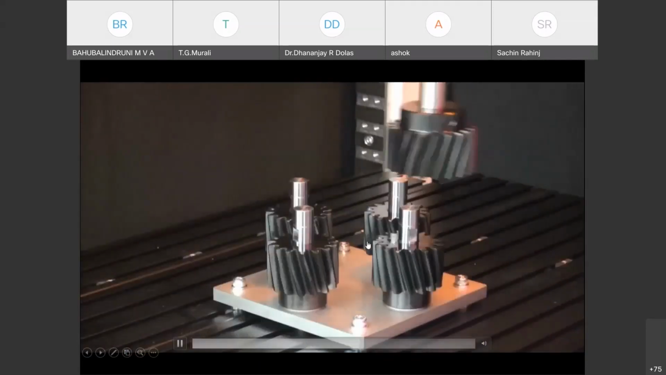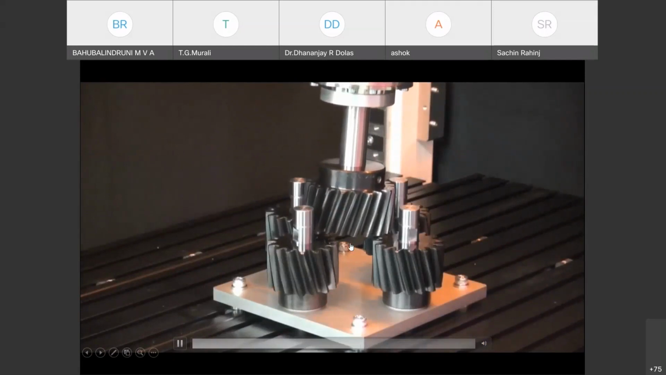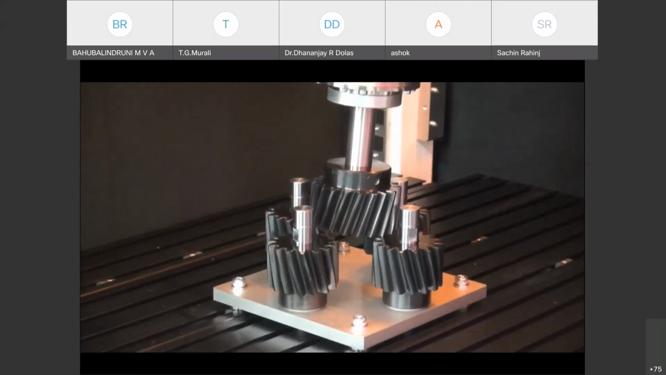You can see the change of forces in X, Y, Z directions and the moments when it is aligning.